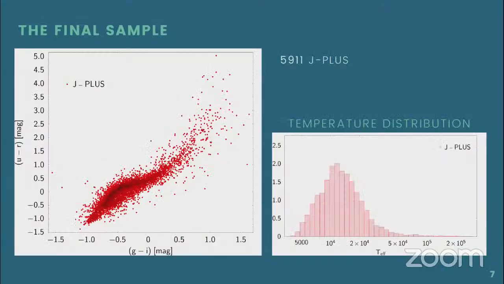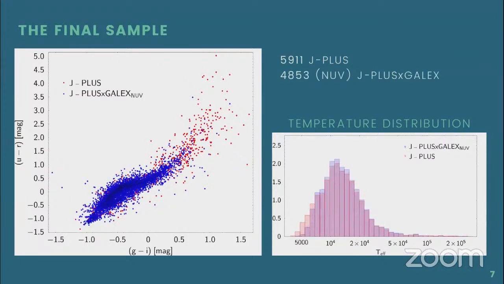The initial sample of the J-PLUS white dwarfs was 5,111 sources, which I present here in the optical color diagram, and this is the temperature distribution. Once the match was done, using a 4 arcsecond match radius, we obtained 4,853 stars with the near UV filter. This is their temperature distribution, which we can see shifted a little bit to the hotter range, because cooler stars emit less in ultraviolet, and so they're harder to observe.